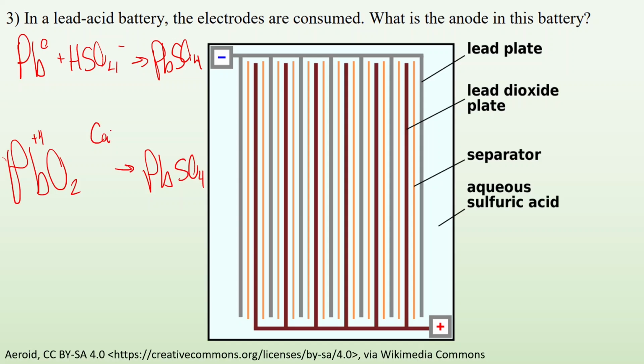So this is what's happening at the cathode, where reduction is occurring, but this is what's happening at the anode. Let's see, what is it saying? What is the anode in this battery? It's the Pb. The lead metal gets oxidized to become PbSO4. So there you go.